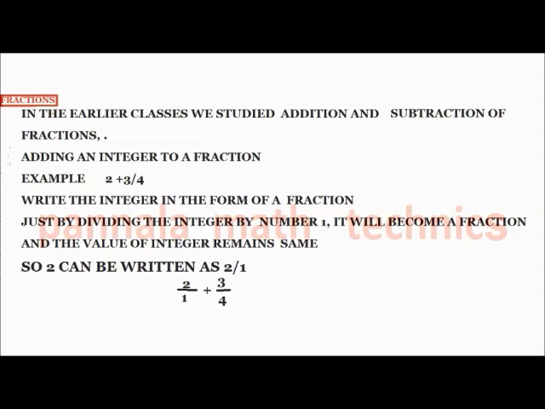Write the integer in the form of a fraction. Just by dividing the integer by the number 1, it will become a fraction and the value of the integer remains the same. So 2 can be written as 2 by 1. Now 2 by 1 plus 3 by 4. These two are unlike fractions, so we go with the cross multiplication method.